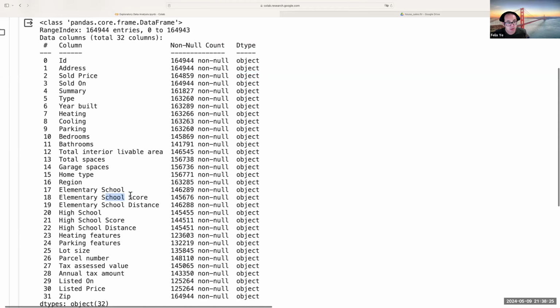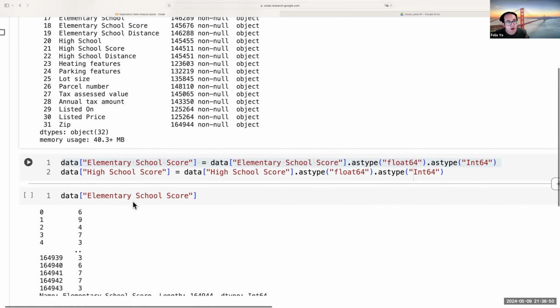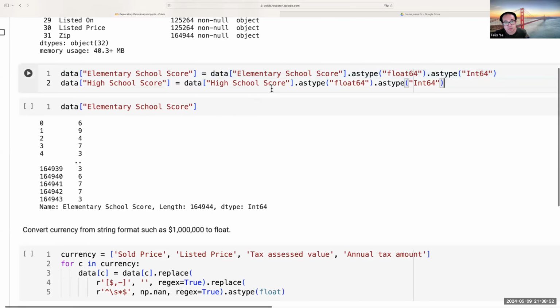The same is true for the elementary scores, because they are scores from 1 to 10, and we need to assume 10 is better than 9, 9 is better than 8, and so on. Obviously, it has strong correlations that we can think about: the higher the scores, the higher the house prices, right? So this is very intuitive.